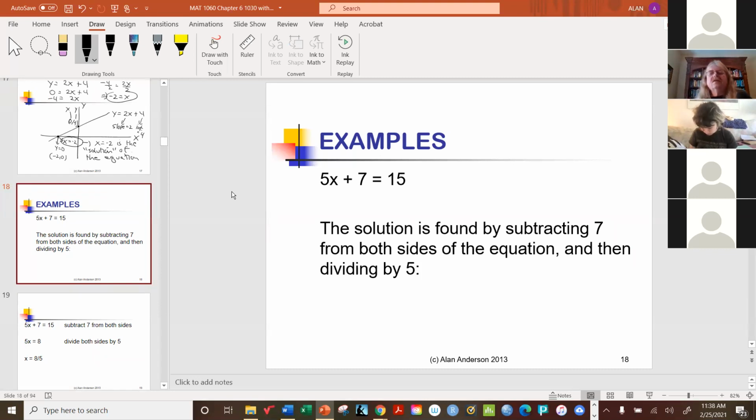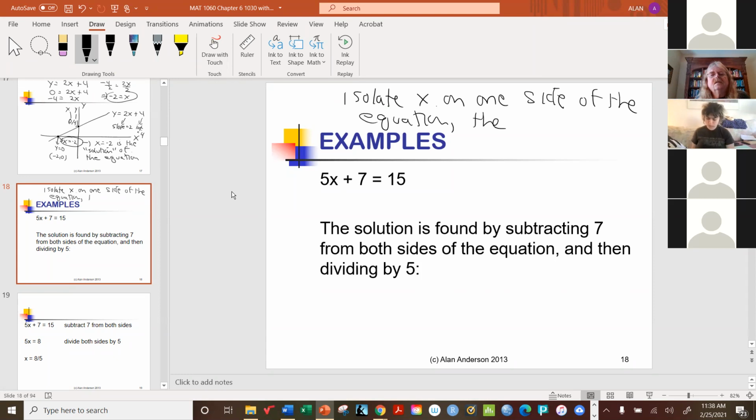Well, our basic strategy is to isolate x on one side, either side is okay, of the equation, and the constants on the other side. That's what we're basically doing. And then you'll be done.